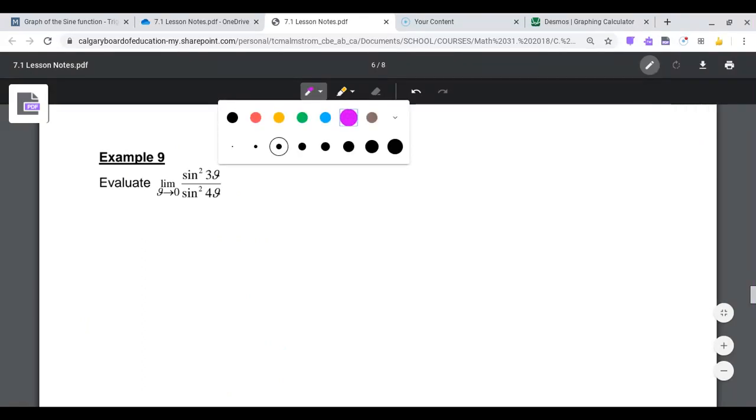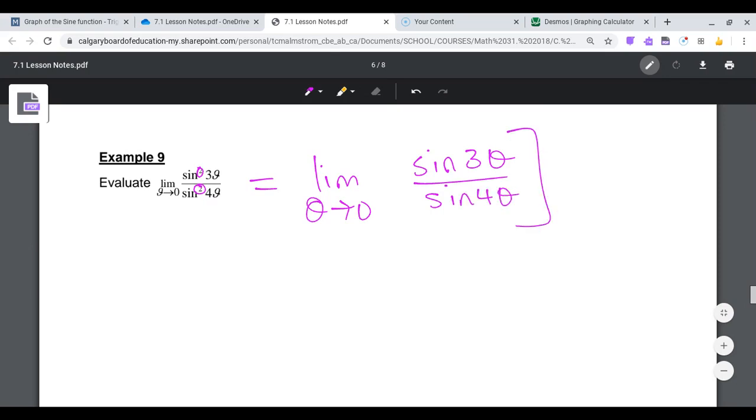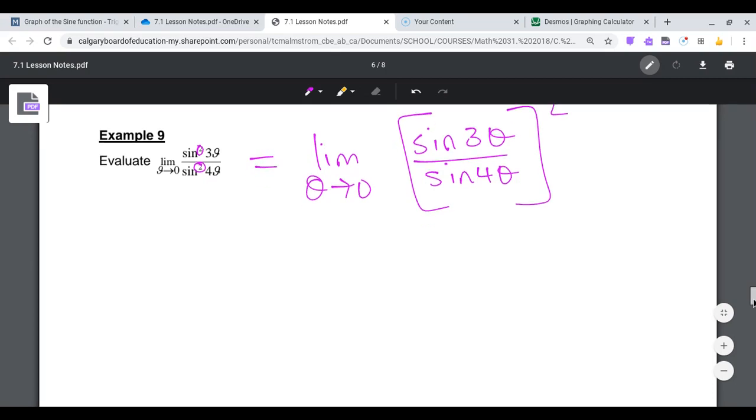Okay, number 9. So this one looks really similar to one that we did a little earlier. Remember these little squared things just mean the whole thing is squared. So this is the limit as theta goes to 0 of sine 3 theta on sine 4 theta, all squared. And I think you guys could probably figure this one out on your own. So if you wanted to pause the video at this point and give it a try, it wouldn't hurt.